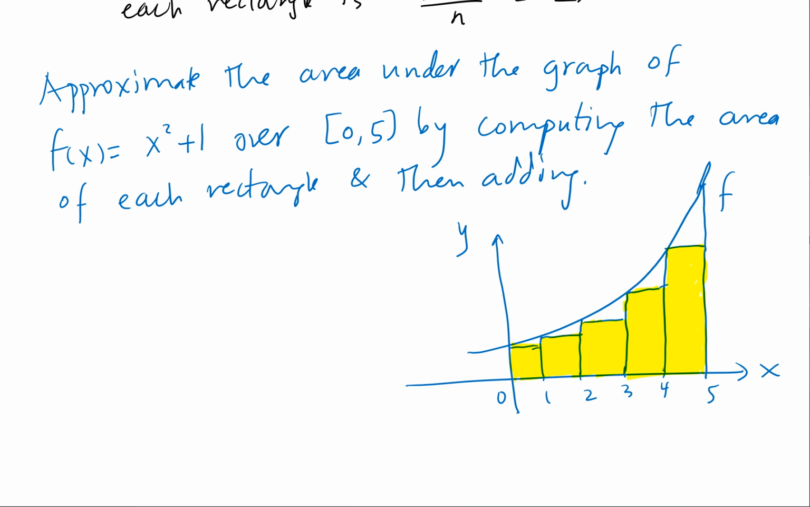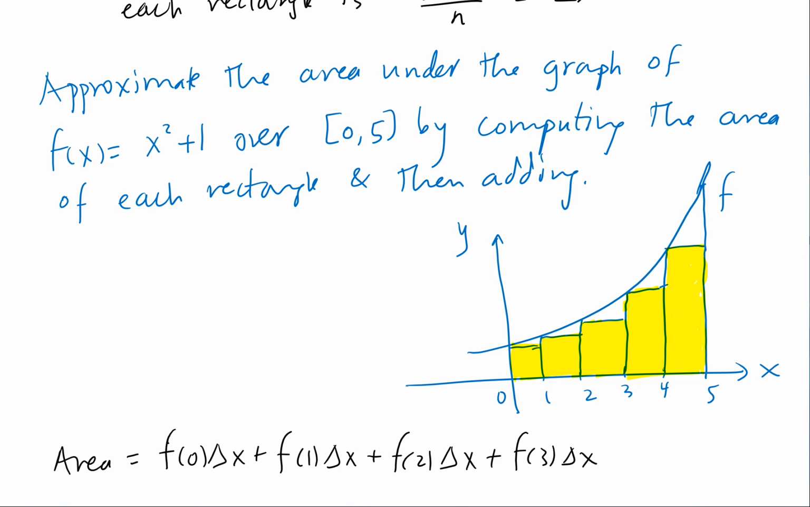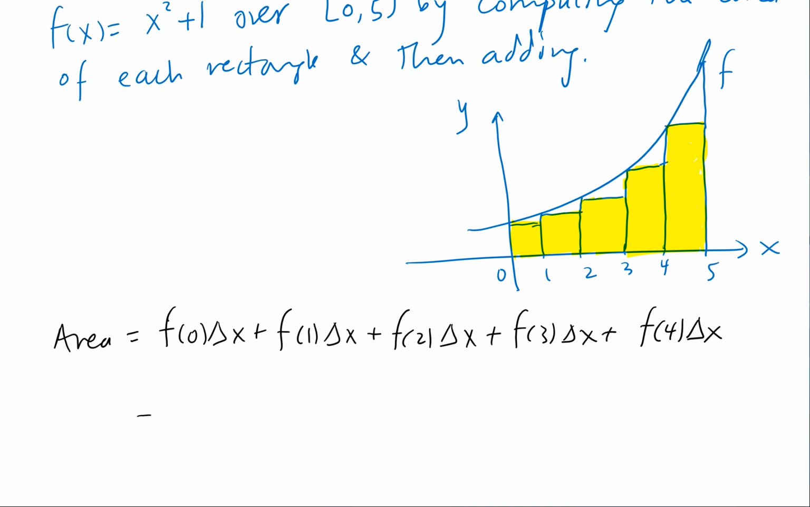Okay, we do it the same way we did the other ones. So the area is going to be f of the first point, which is 0, delta x, plus f of 1 delta x, plus f of 2 delta x, plus f of 3 delta x, and the last one, f of 4 delta x. We don't touch the last one. So then f of 0, if you substitute the 0 back into the function, because f of x is x squared plus 1, put 0 and you get 1 times delta x. Delta x here, you see it's the width of each rectangle, which is 1, right?